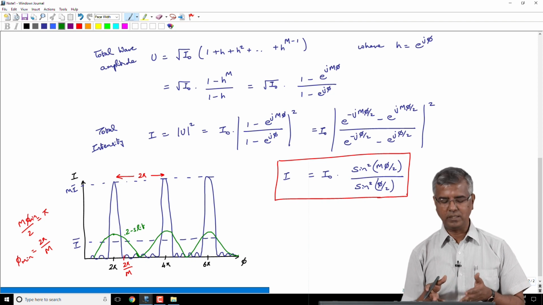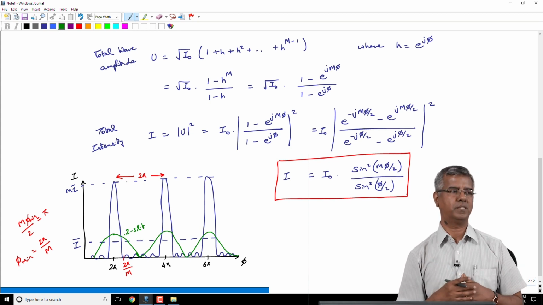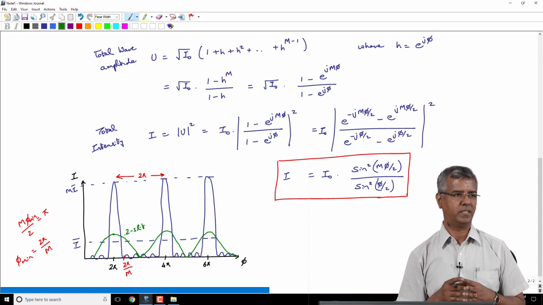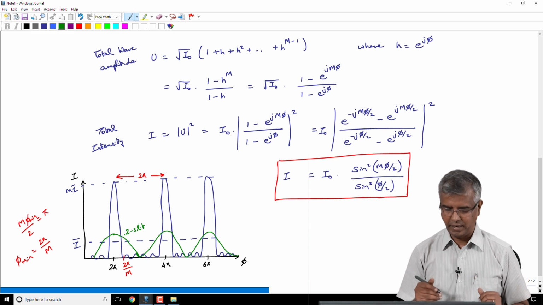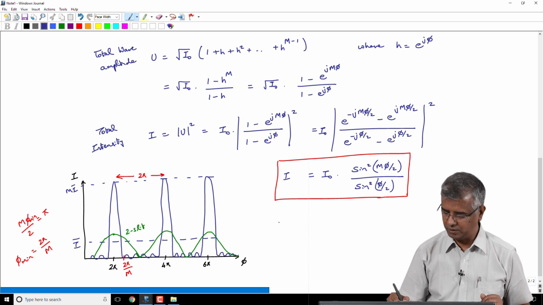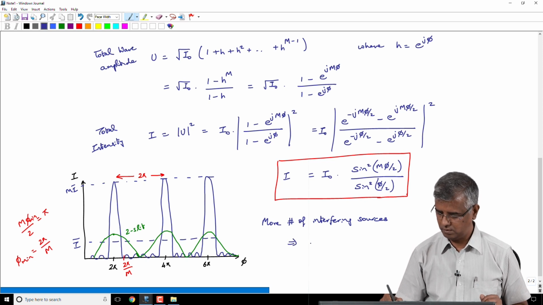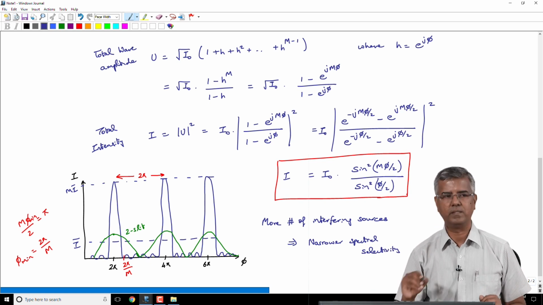Then what this tells you is you go for a multiple component interference. So the more number of sources that are interfering, the resolution with which you are picking up a particular color is going to be much higher. Okay. So in general, I will just write this out because it is an important aspect to keep in mind. More number of interfering sources you have, narrower spectral selectivity or finer spectral selectivity.